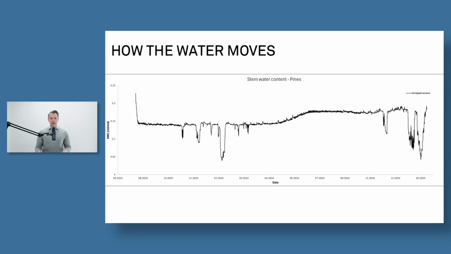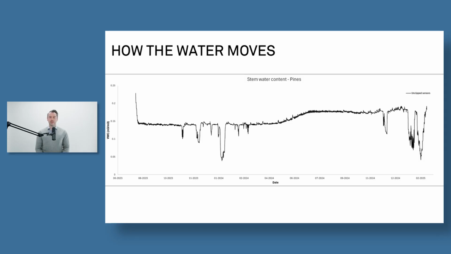And I want to talk through a couple of the things that we're seeing here, and then we'll compare that to the willows, and then we'll start getting into actual water usage of the trees instead of just overall water content of the stem. One of the first things that happened when we installed these is we saw this big drop in stem water content when we first installed in the pines.